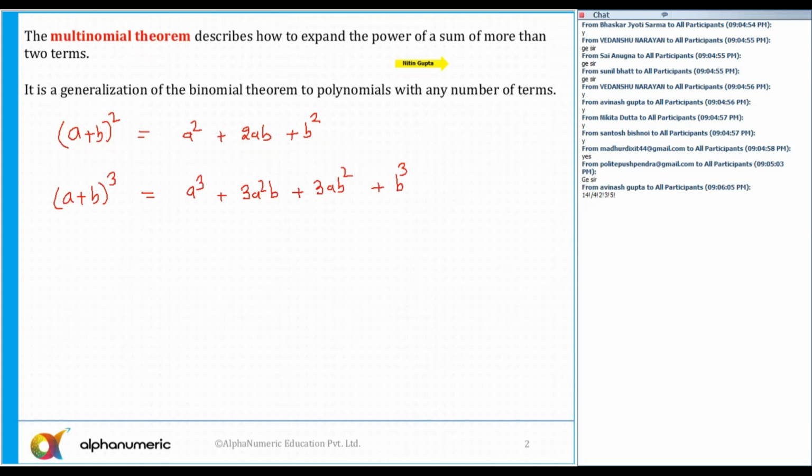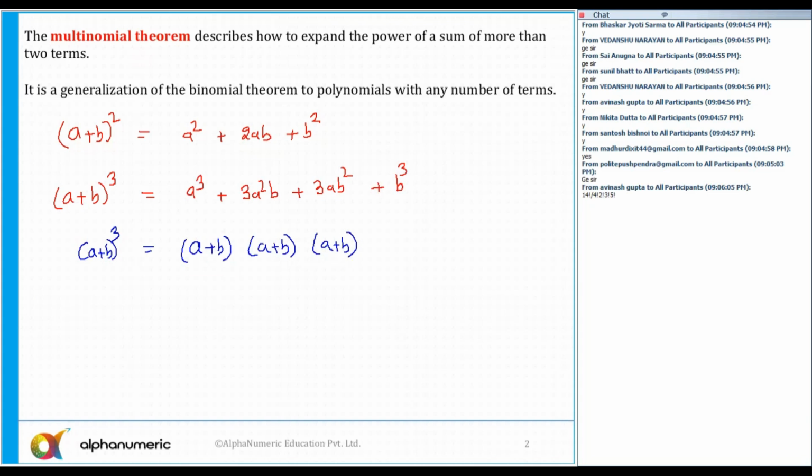So how do we get this term? We know the formula by multiplying it out. Now can I say a plus b whole cube can be written as nothing but (a + b) into (a + b) into (a + b)? Now I need to multiply here.